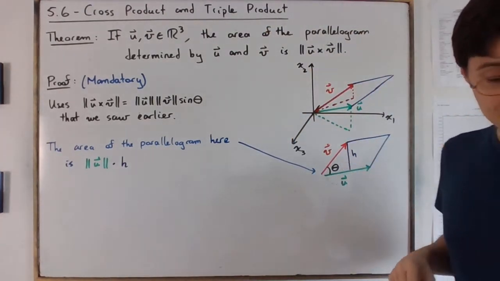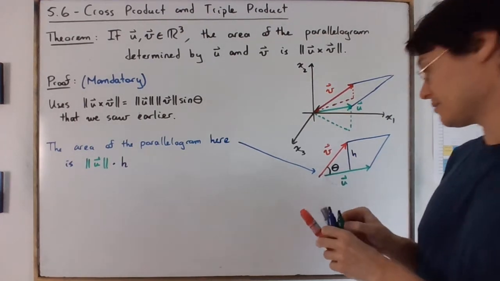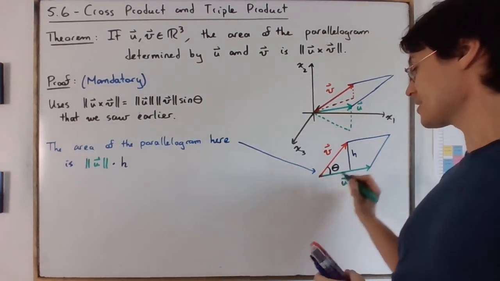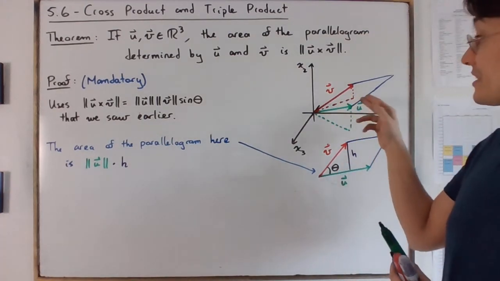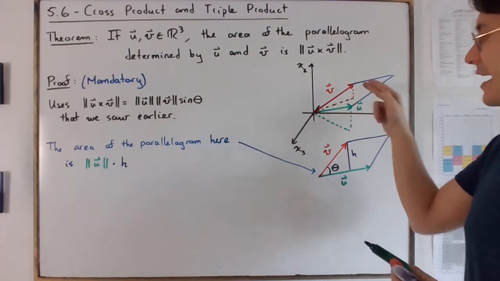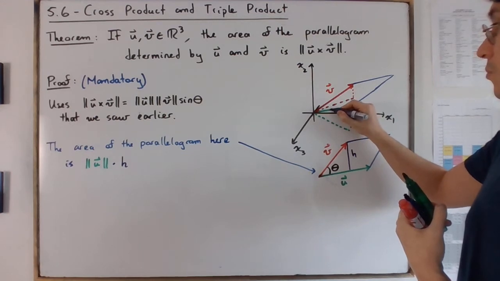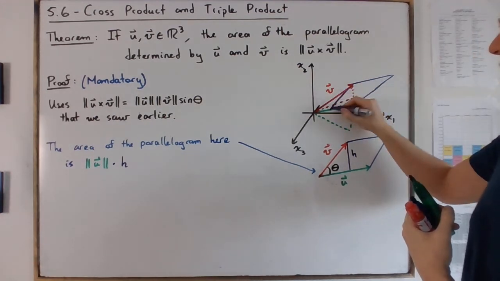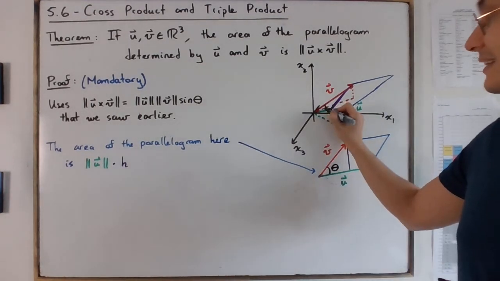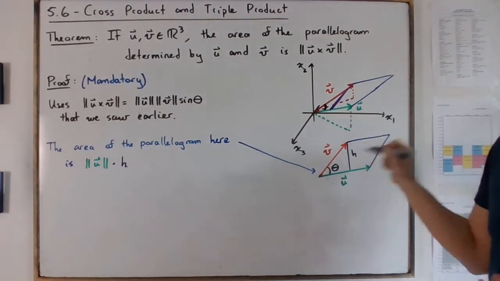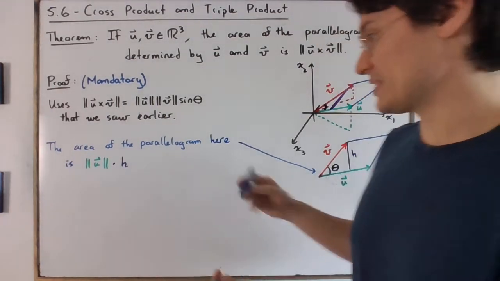However, the height h, using basic trigonometry, is actually just the norm of v times the sine of theta. And you can say this even in R3, because in R3, as you can see, the h will be something like this, and the angle between the two vectors will simply be tilted like this. So it will be the same idea, right? So here you go. Let's put this down.